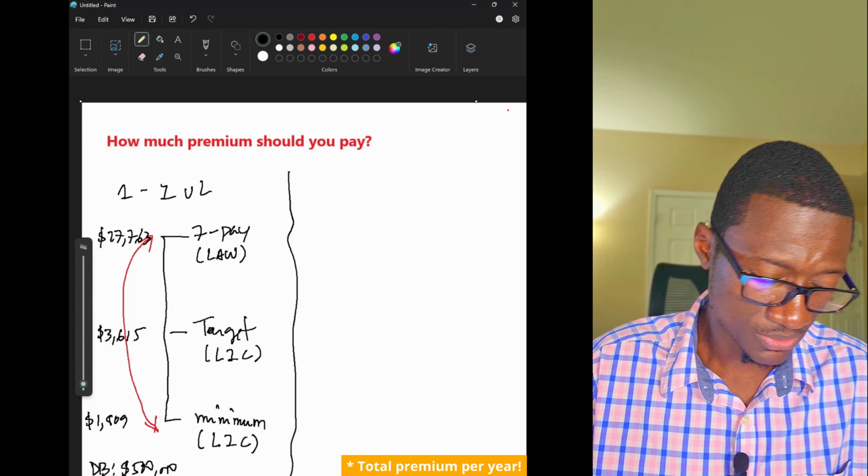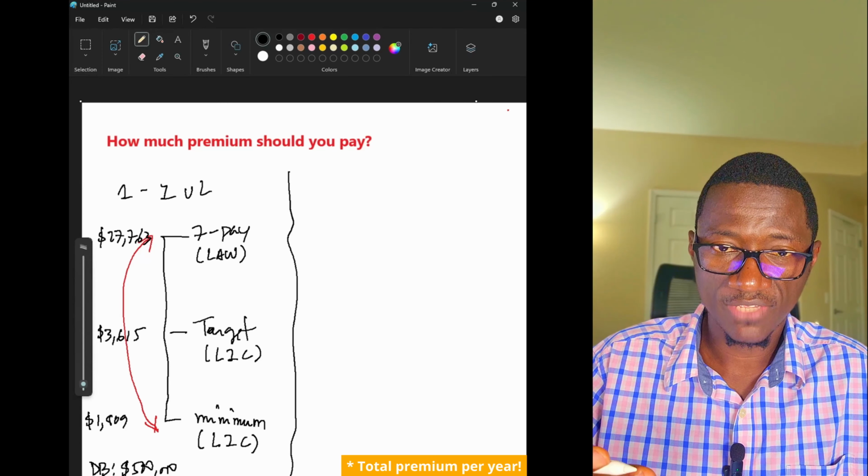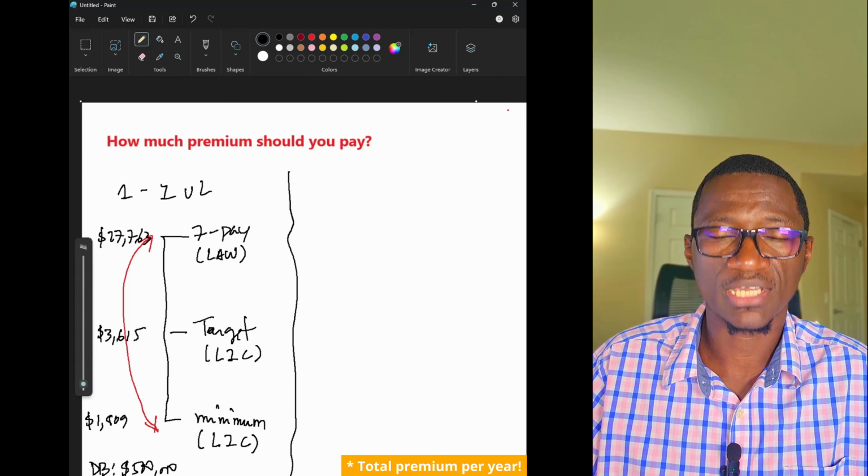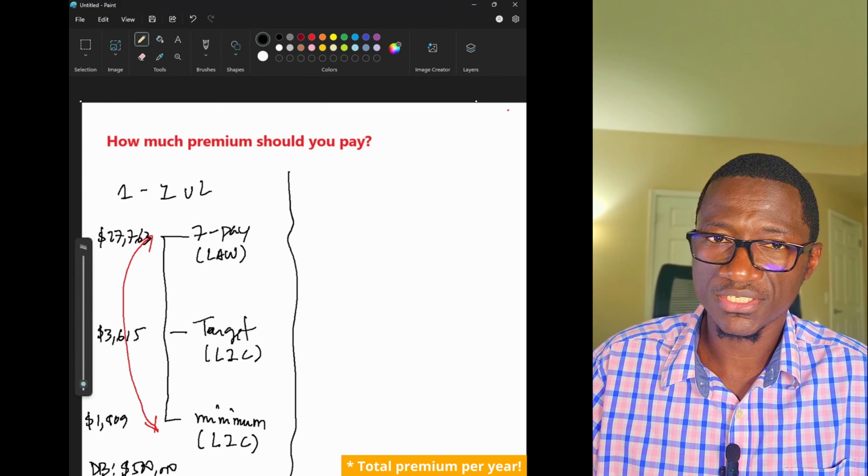$27,763. So remember that if you pay more than the 7-pay, then you don't have an insurance contract anymore. You will have an investment account with all the tax implication that comes with it.